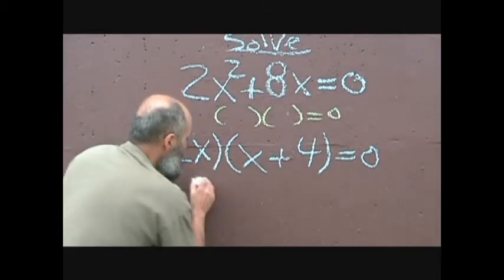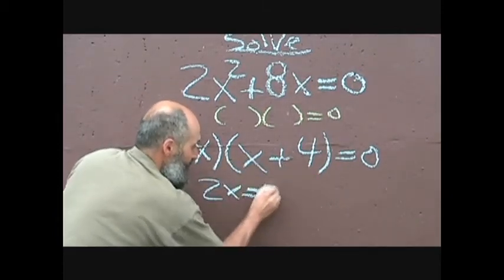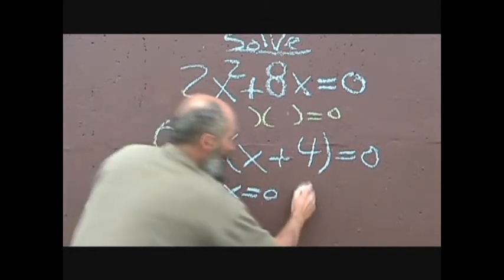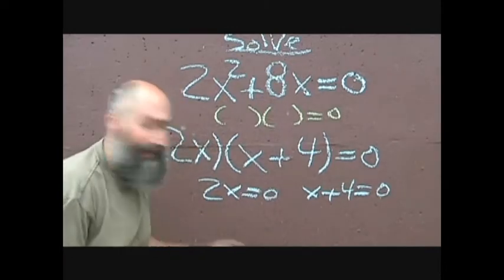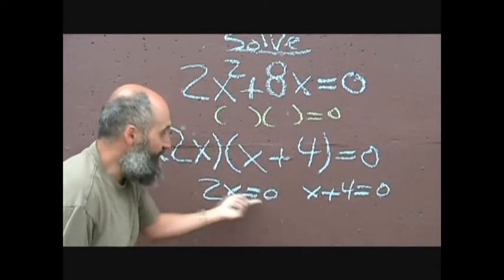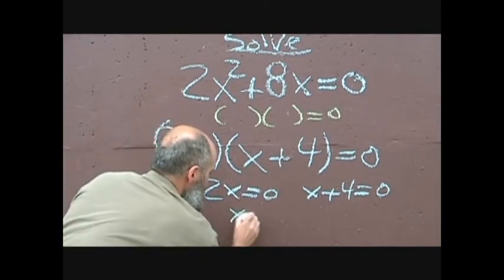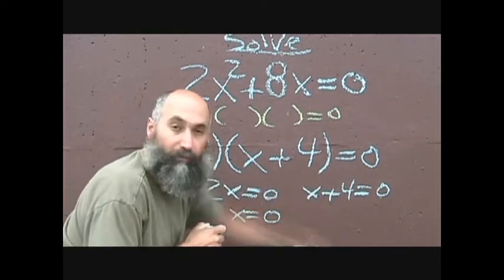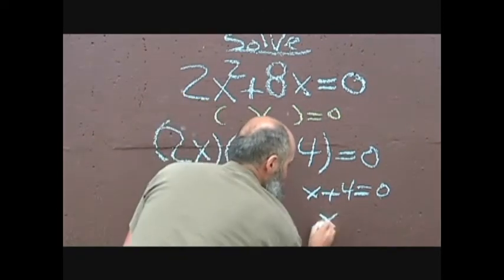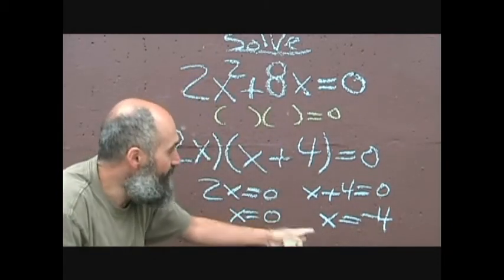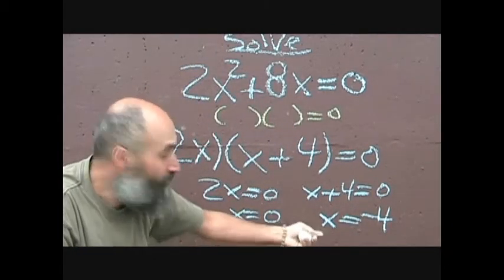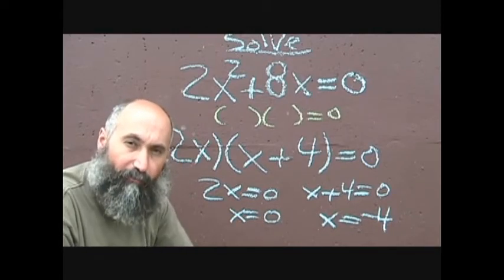So what you would do, you go 2x is equal to 0, right? Then you go x plus 4 is equal to 0. And then you would just solve for this. For this, you would just divide by 2. So this would be x is equal to 0. And for this, you just move the 4 over, and it would be x is equal to negative 4. And those are your solutions. And as we talked about before, those are your x-intercepts for a parabola.